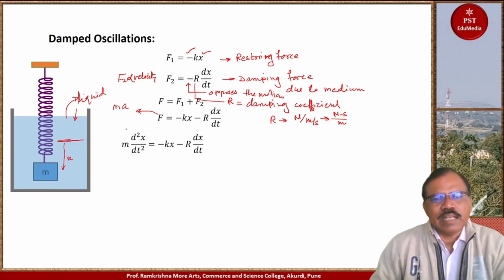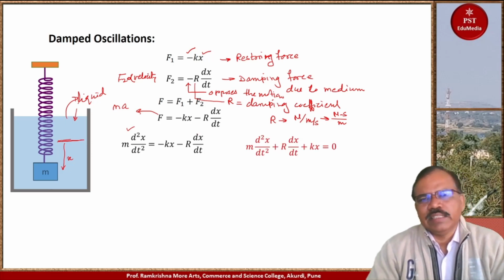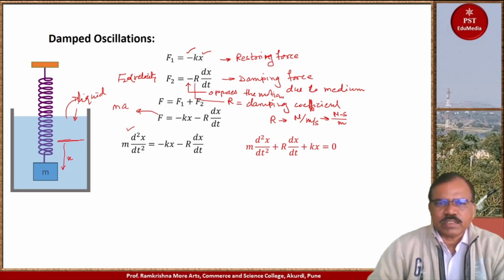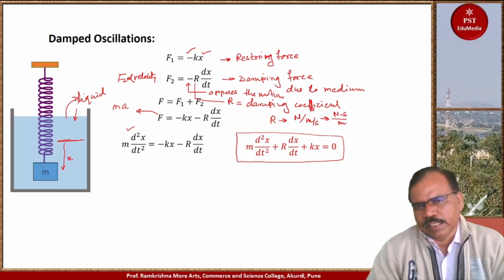So here, mass into acceleration is equal to minus kx minus r dx by dt. If we write this, we will get m d2x by dt square plus r dx by dt plus kx is equal to 0. This is the differential equation for damped oscillations.